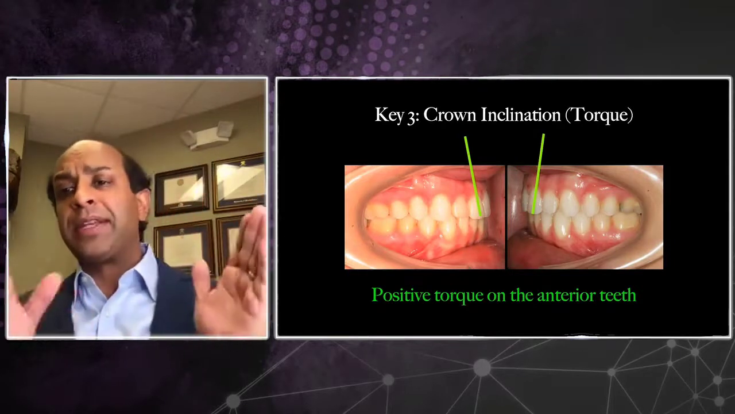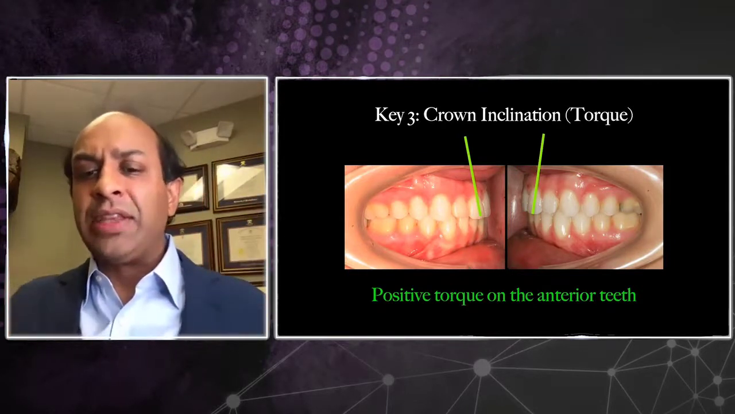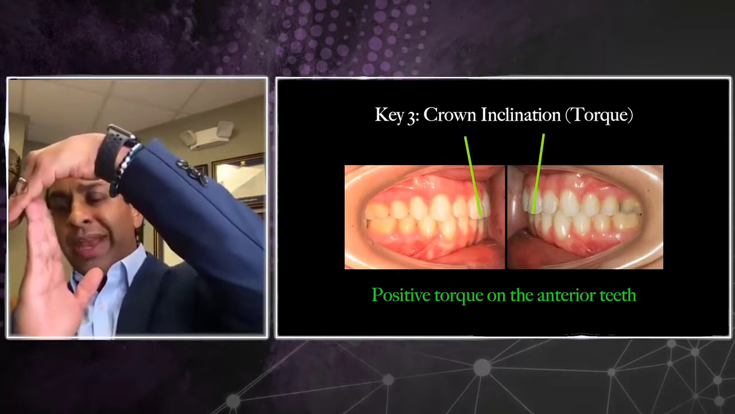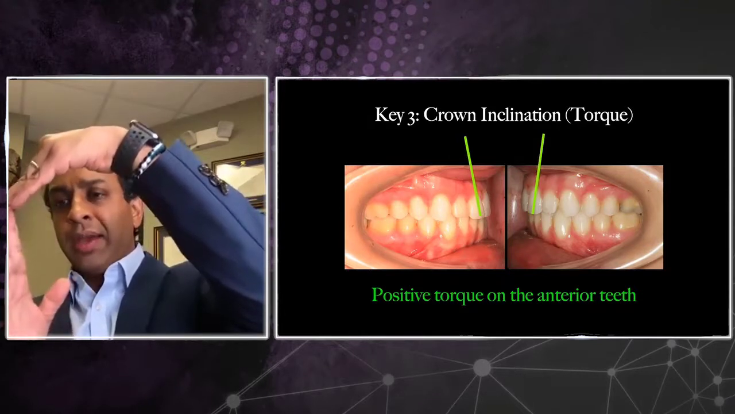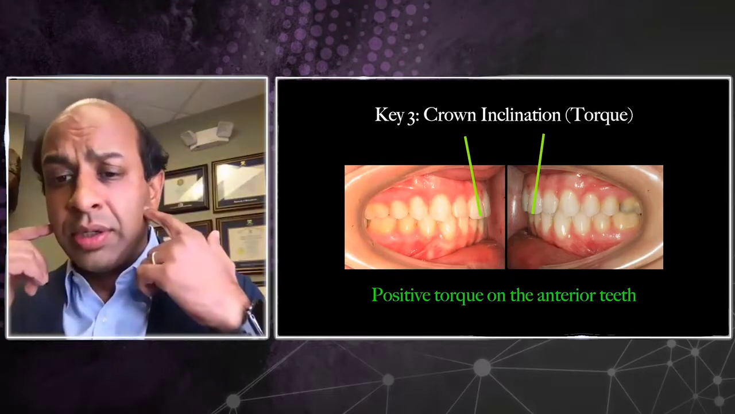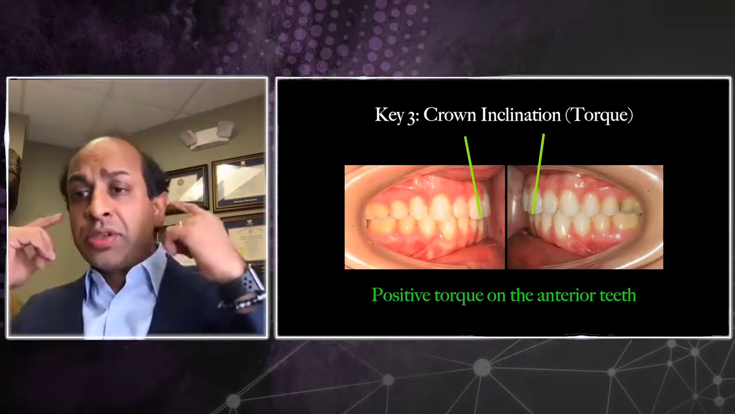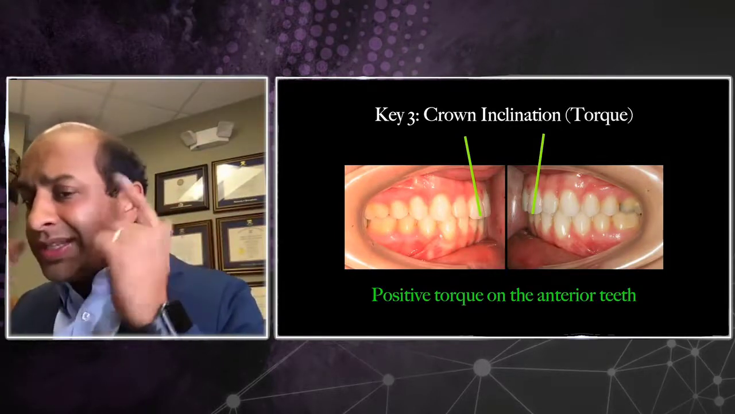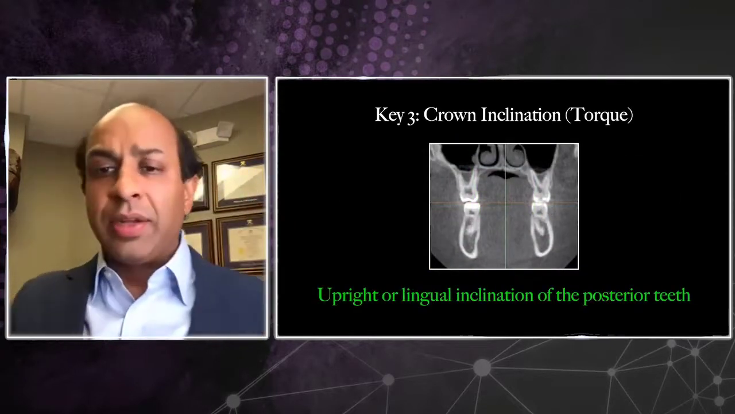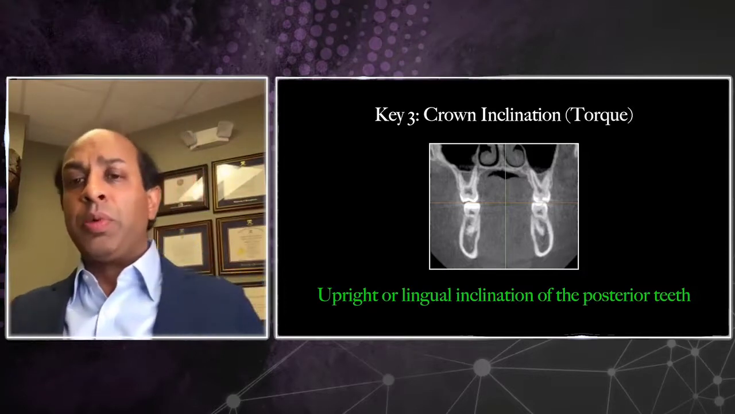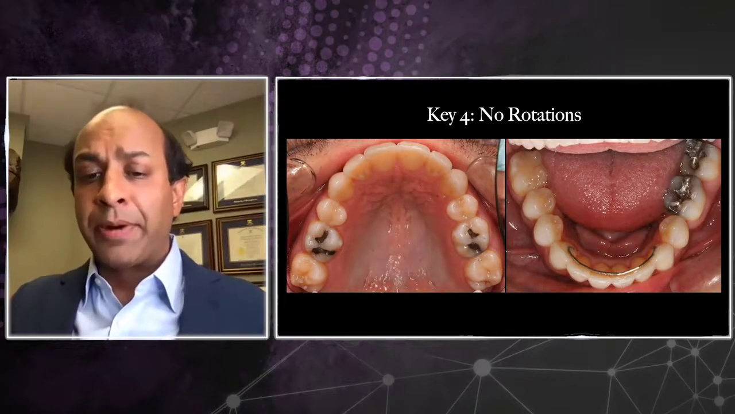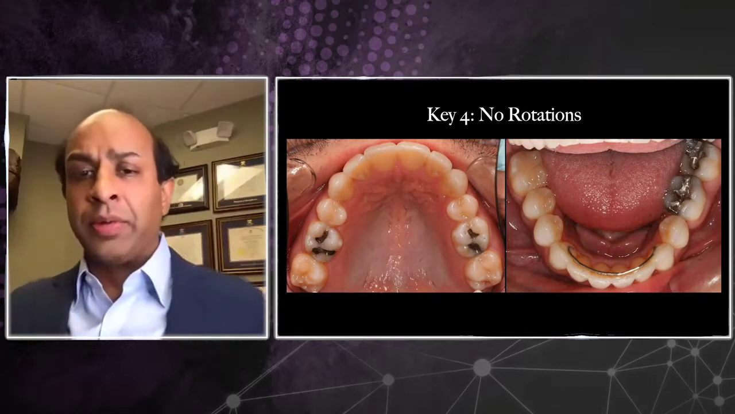Key number 3 is crown inclination or torque. And we're going to break this up into the anterior and the posterior. For the anterior teeth, we want to have positive torque on the anterior teeth. When we have that positive torque, we have that nice little protrusive runway to not only allow for mutually protected occlusion, which is the posterior disclusion upon opening, but also to make sure that as the joints slide down the fossa, they are all working in harmony. When we take a look at the posterior teeth, we want to ensure that those posterior teeth are going to be upright or at most just a little bit of lingual inclination.